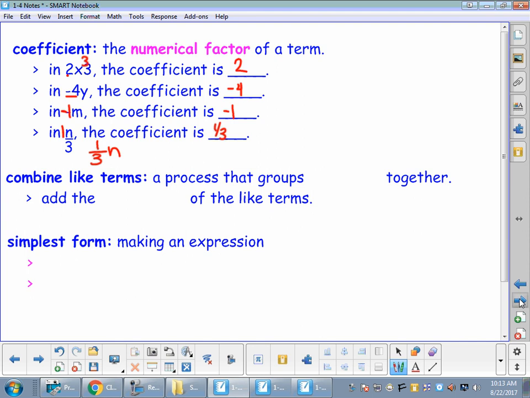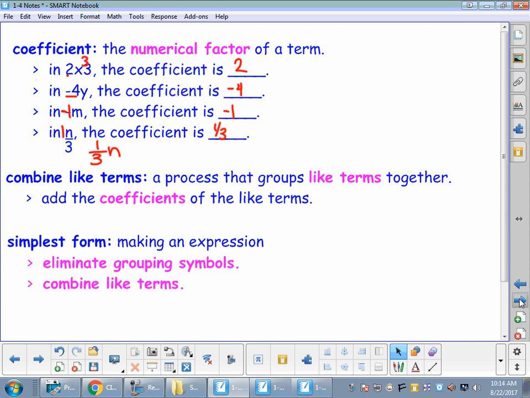I had to explain what a coefficient was before we could talk about combining like terms, because when you combine like terms, you need to add the coefficients of the like terms. It is just that. We combine like terms. We're going to put them all together. If I see x's in the front of the equation and x's way in the back of the equation, I'd like to condense them and make just one section of x's. So it simplifies the equation and expression.